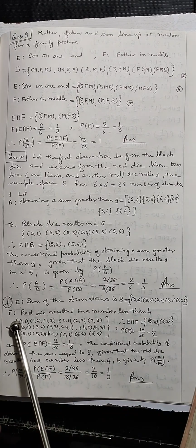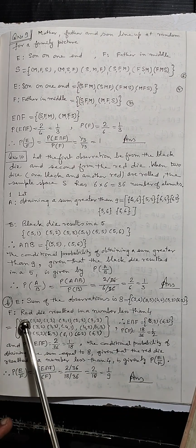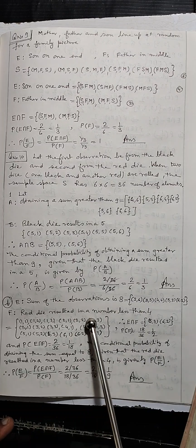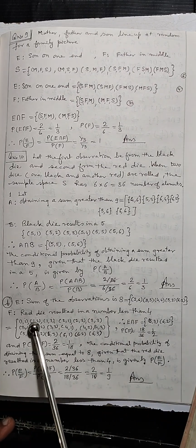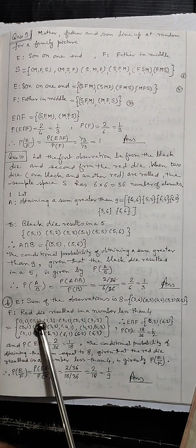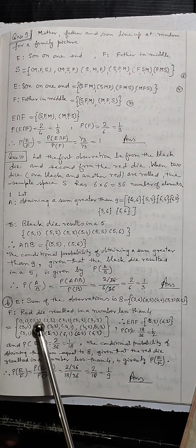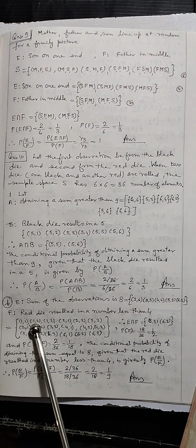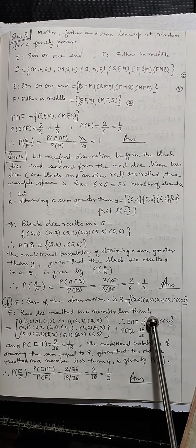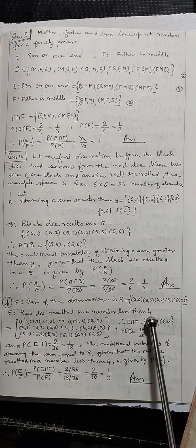Now the F event, that is, the red die resulted in a number less than 4. Now the red die is at second number. First, whom do we observe? The black one. We observe the red die at second number, so the second number will always be less than 4.